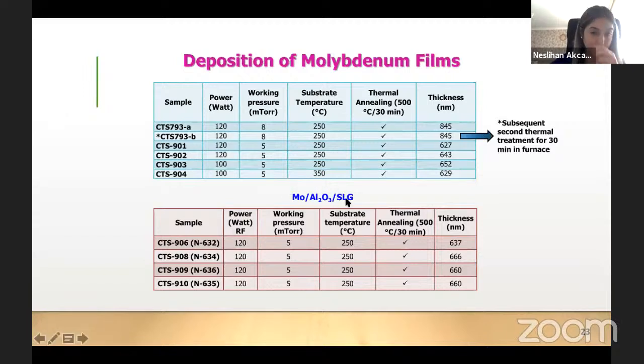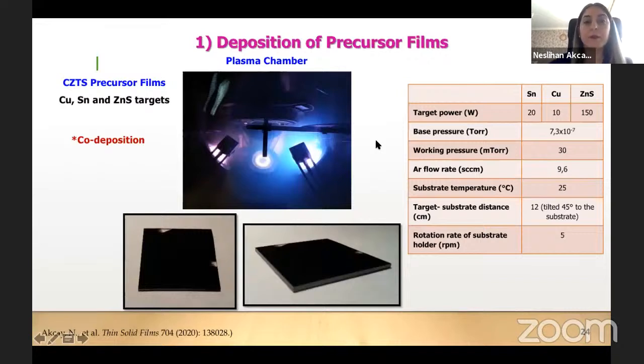That's why we also produced these kind of substrates for our studies. That's just a barrier layer to hinder the sodium diffusion from the soda lime glass substrates into the absorber layer, partly, not completely, but partly. In deposition of precursor films, we tried some different methods. At the beginning, we used co-sputtering technique, co-deposition of copper, tin, zinc sulfur targets.